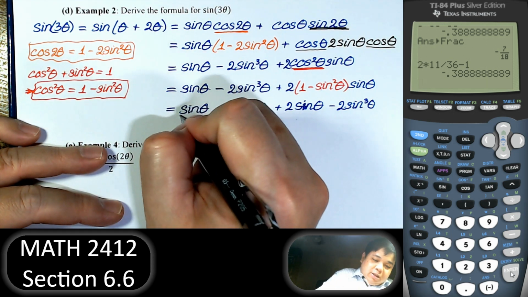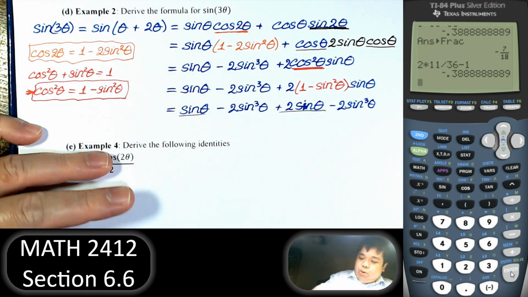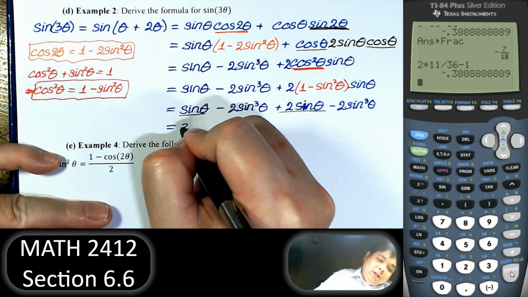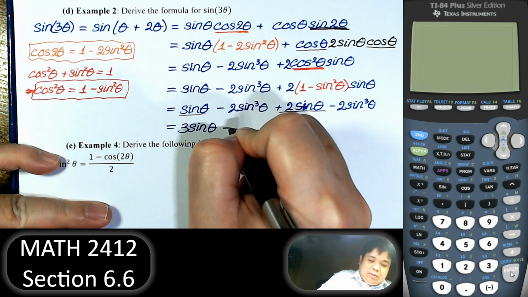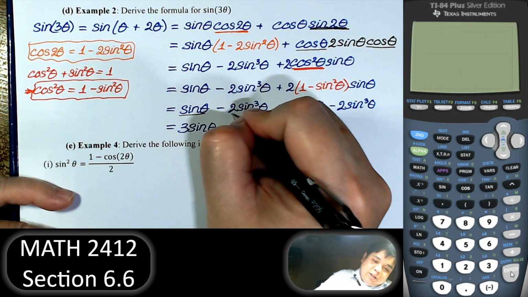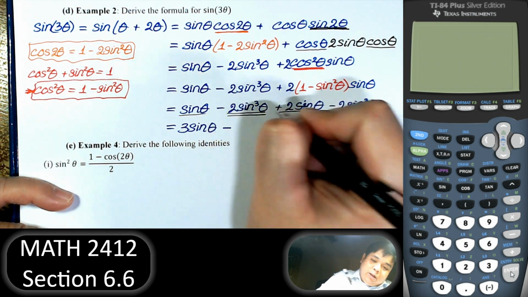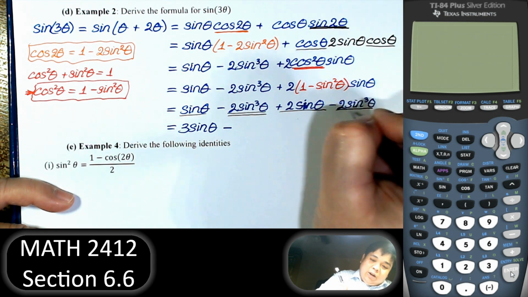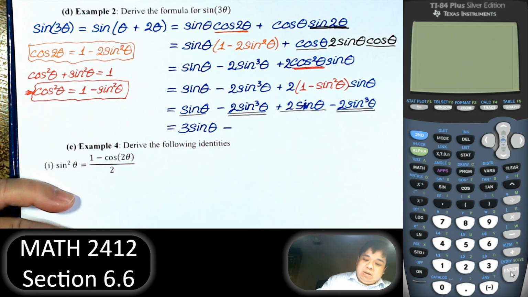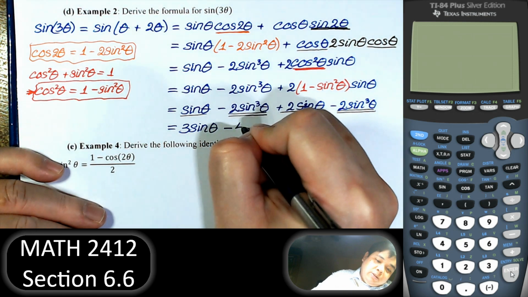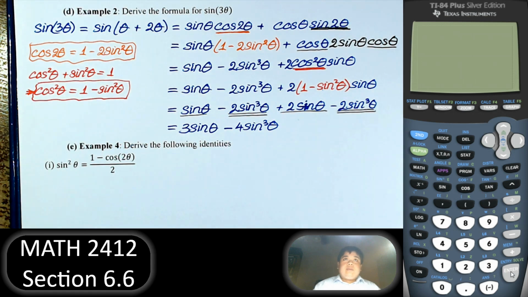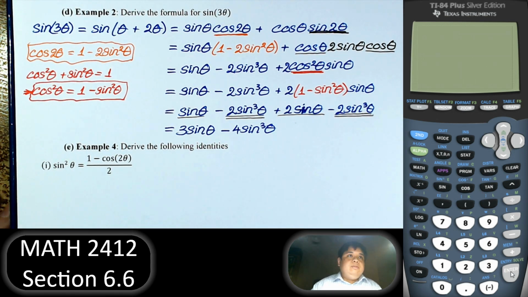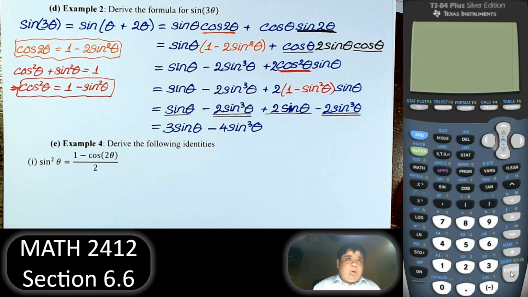Then combine like terms: 1 sine, 2 sine, make it 3 sine. And then negative 2 sine cube, and another negative 2 sine cube, that's negative 4 sine cube theta. So that's what we have for sine of 3 theta.